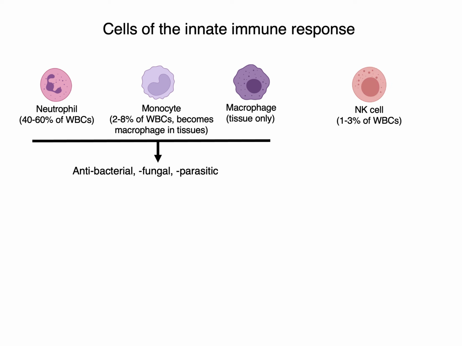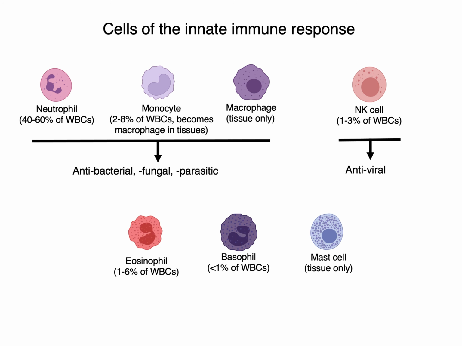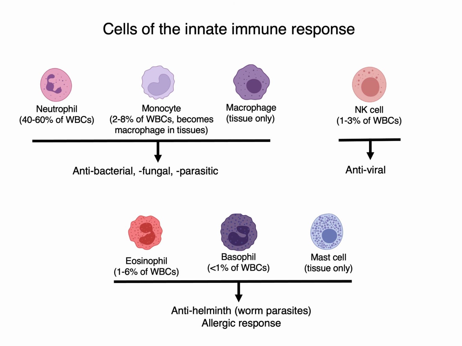Natural killer cells are a fairly small subset of leukocytes and are important in the antiviral response. And then the eosinophils and the basophils and the mast cells are important in responses to certain types of pathogens, including helminths or worms that you'll learn about later in your education. And they're also important mediators of the allergic response.